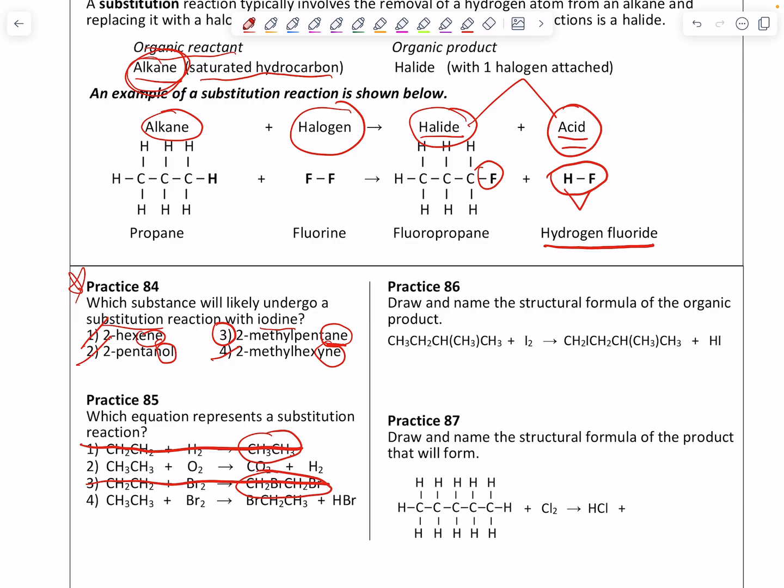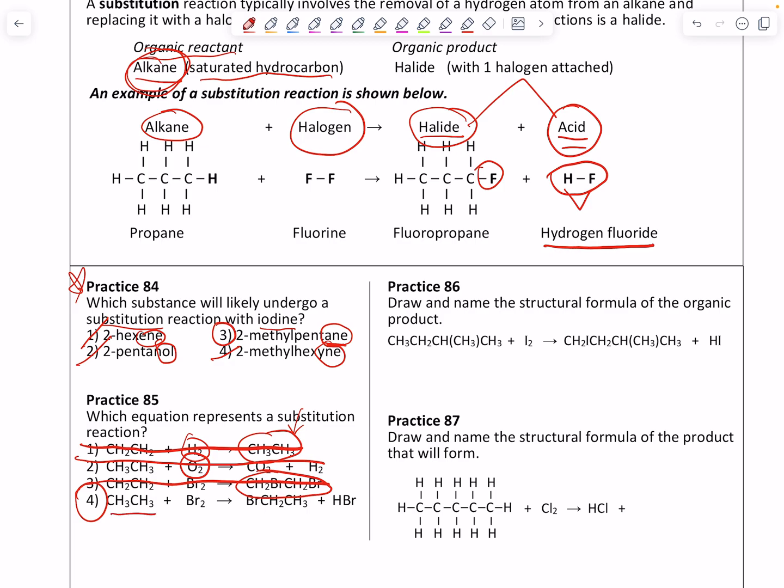I can also eliminate number 2 because oxygen is not a halide or a halogen, excuse me. And so it can't be number 2 because number 2 doesn't have a halogen in it, okay? Number 1 didn't either, but we already eliminated number 1 based on having only 1 product. So that leaves us with number 4, which is correct.